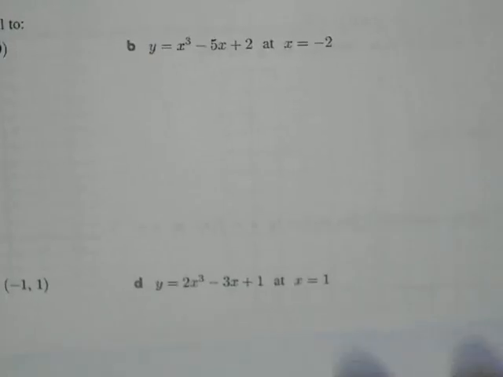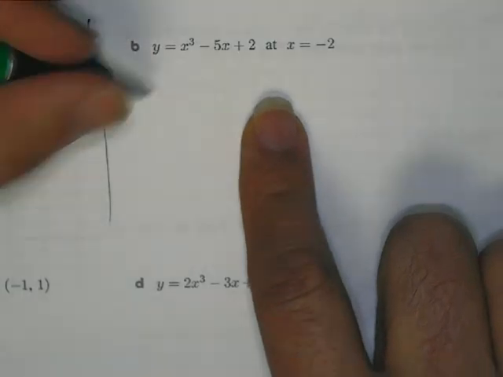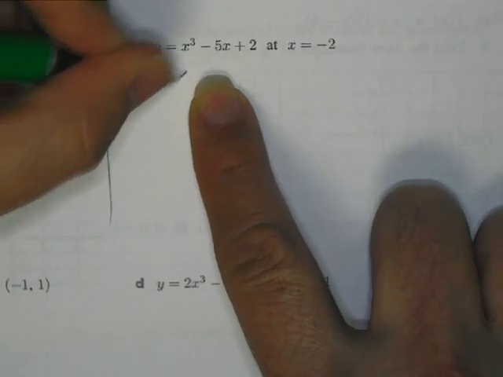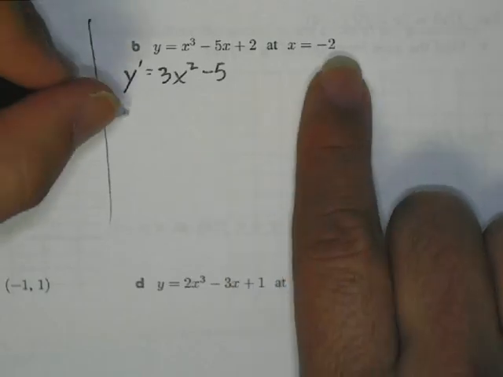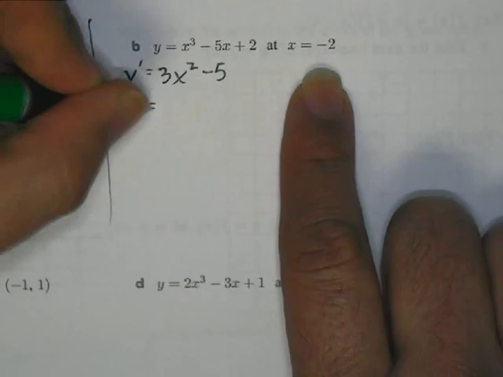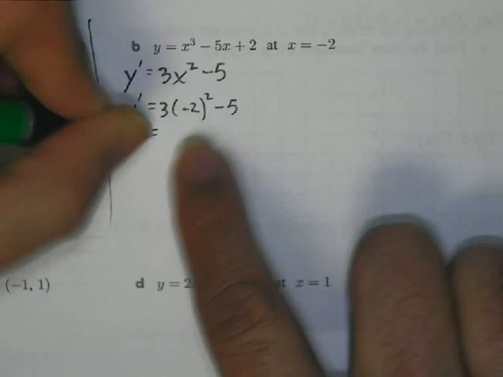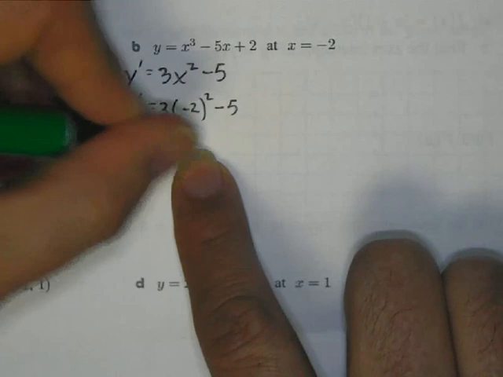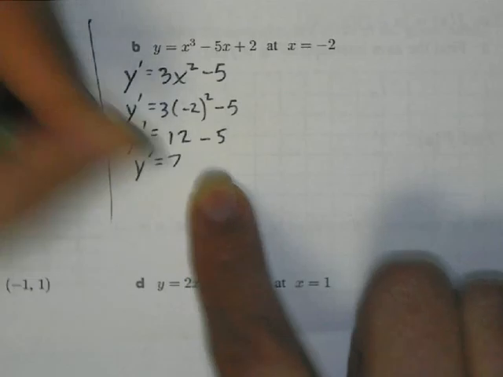Number 2, I'm going to rewrite it because it was really messy on my first try. The derivative of this is equal to 3x squared minus 5. So I'm going to plug in negative 2, and I've got 3 times negative 2 squared minus 5, which is going to give me negative 2 times negative 2 is 4, and 4 times 3 is 12, minus 5. So my derivative is equal to 7.